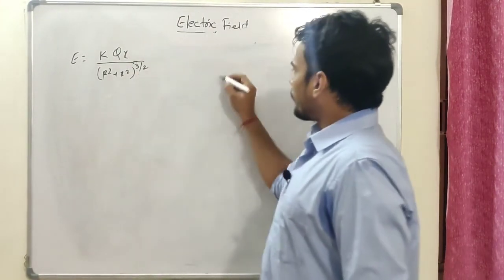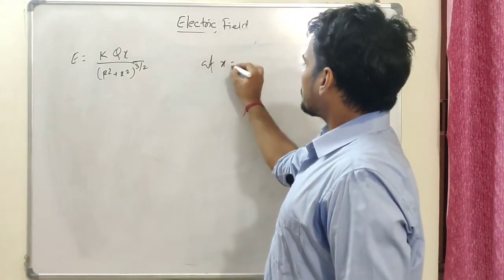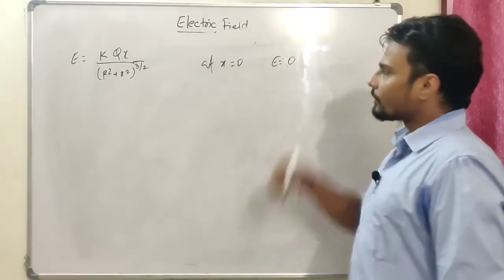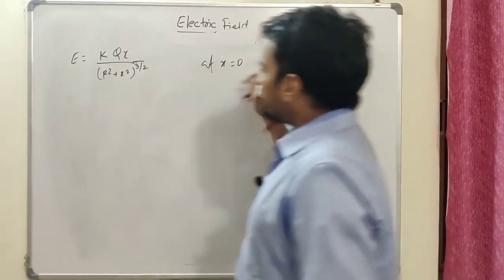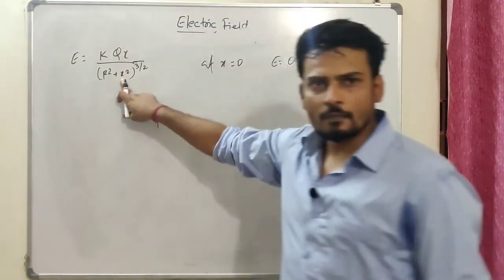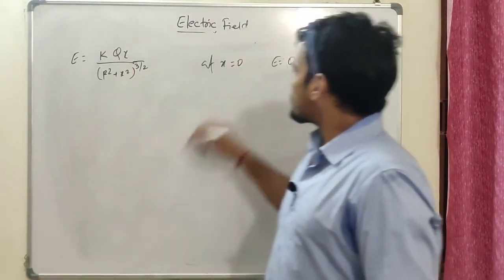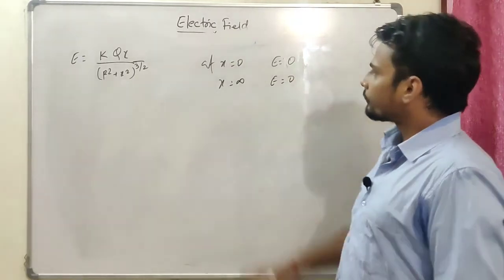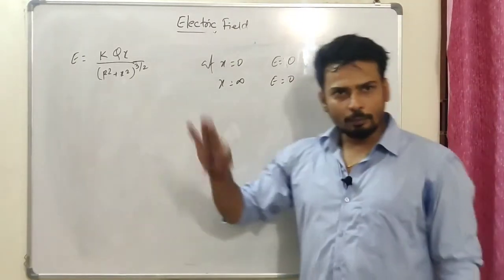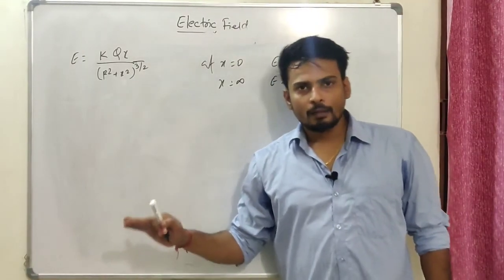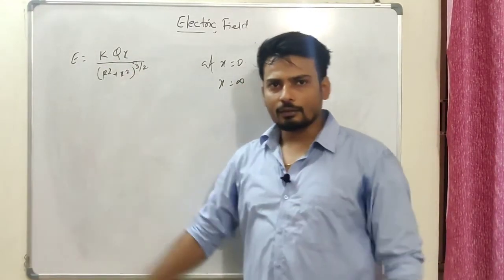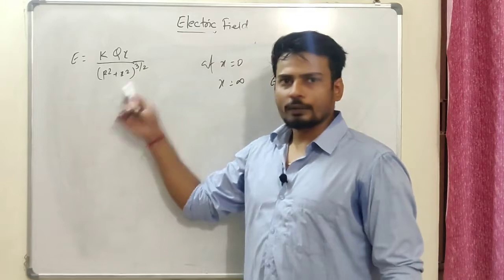I know that at the center, at x equals 0, E is 0, right? At the center E is equal to 0. If I take x to infinity, this should be how much? Again 0. So at x equals infinity also E is 0. It means at a certain point we have some value, right? At x equals 0, this is going to be 0, that is the center of the ring. At infinity also this becomes 0.